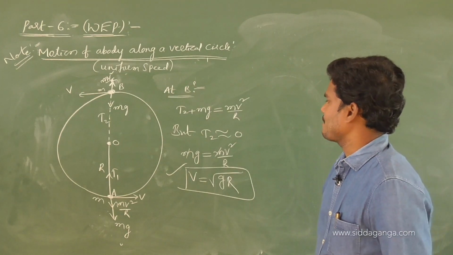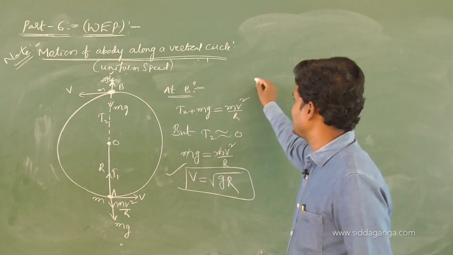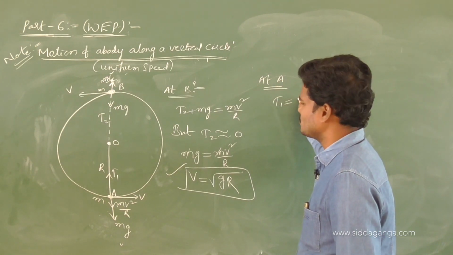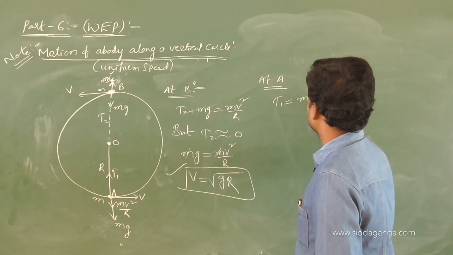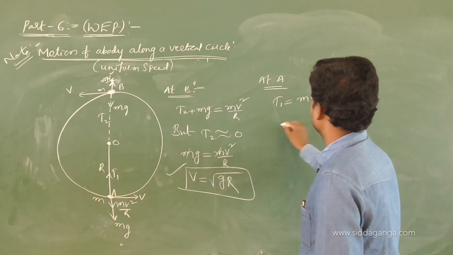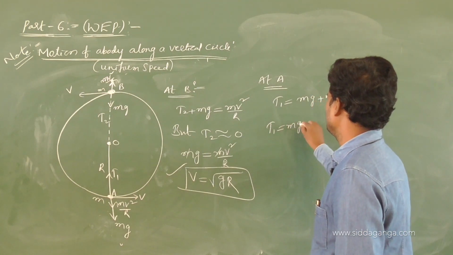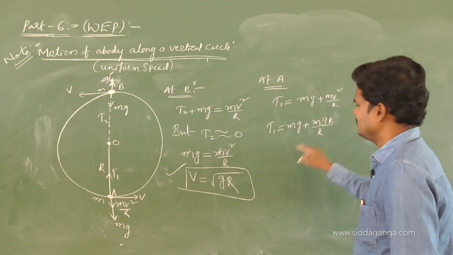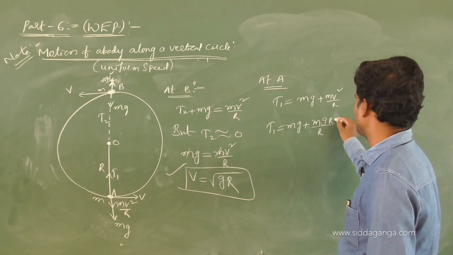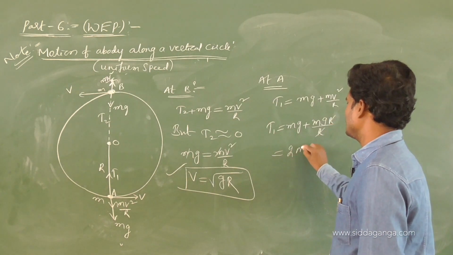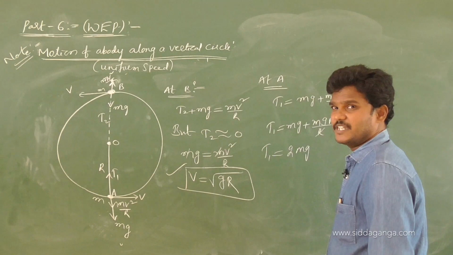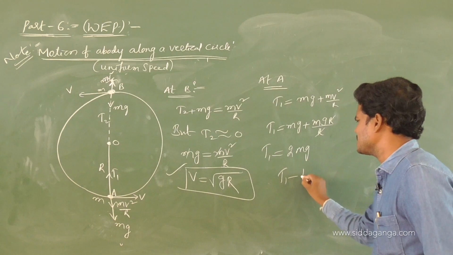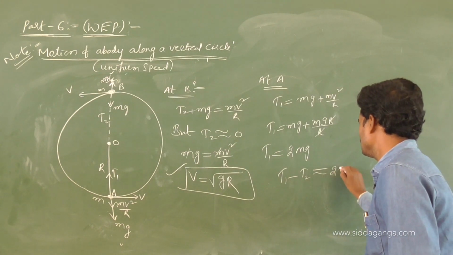Let us find the tension. Substitute, see, at A, what is the formula? At A we can write T1 is equal to mg plus mv square by r. So T1 is equal to mg plus m by r times v square. What is v? v is root gr, so v square is gr. So how much is it now? Tension at the downward point, T1, is 2 mg. T2 anyhow is 0. What is the difference between the tensions? The difference between the tensions is 2 mg.